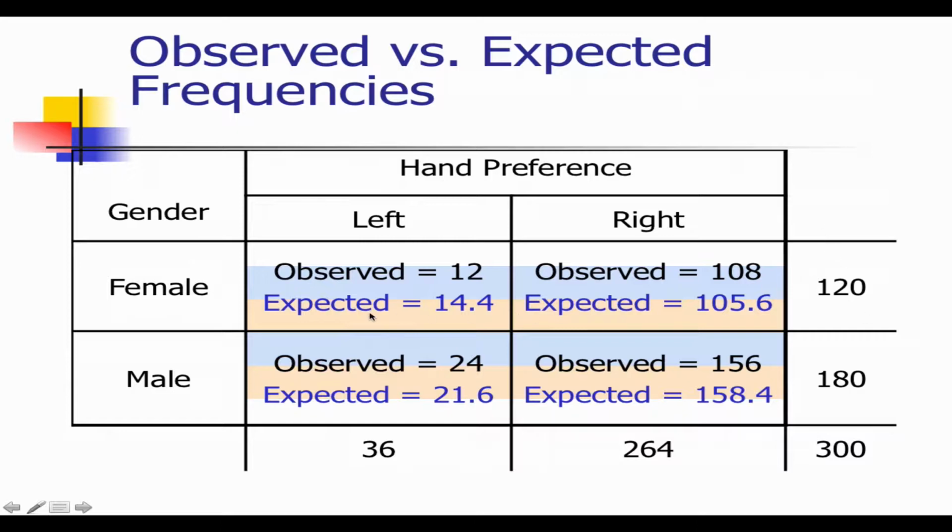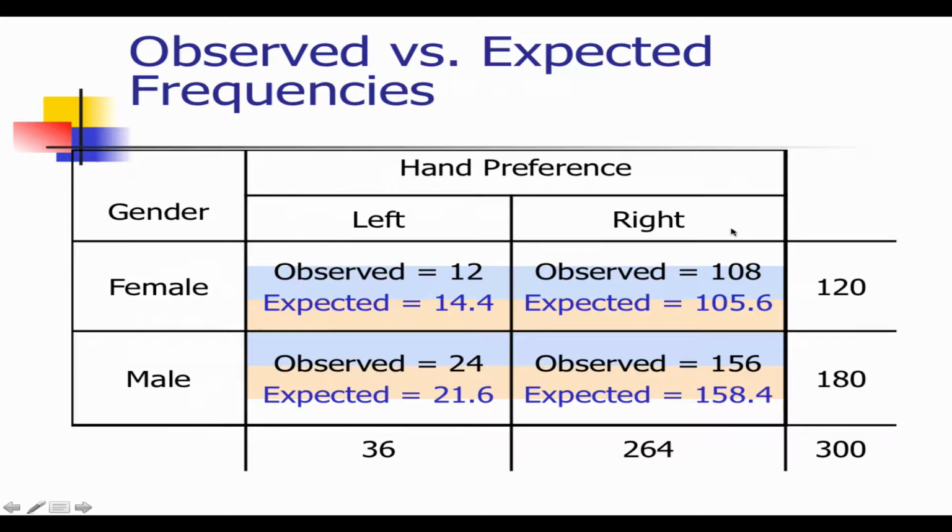So that gives you 14.4, which is the expected number of females who are left-handed under the null hypothesis. And then similarly, that p-hat multiplied by 180 would be the expected number of left-handed in the male samples. And remember, those two numbers are calculated under the same p-hat. That is because you're assuming that for female and male, their left-handed proportion is the same under the null.